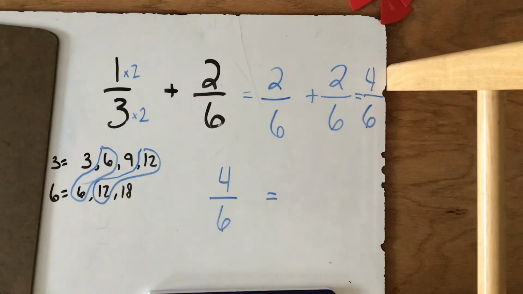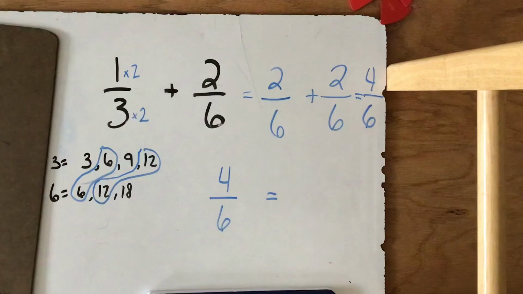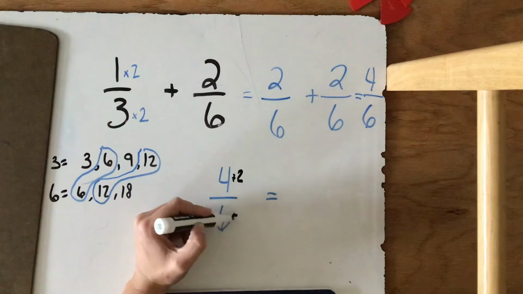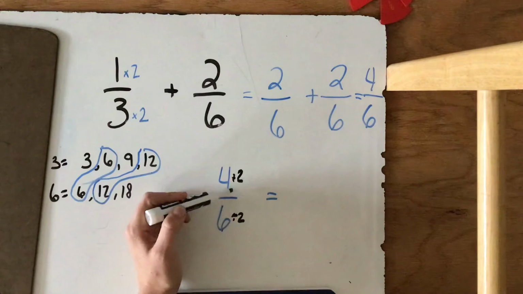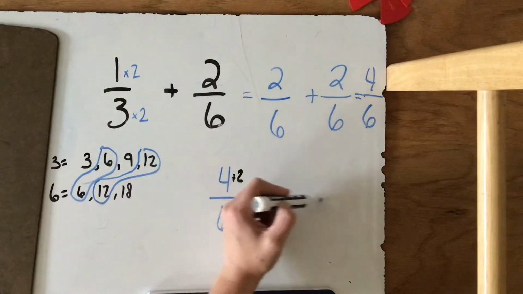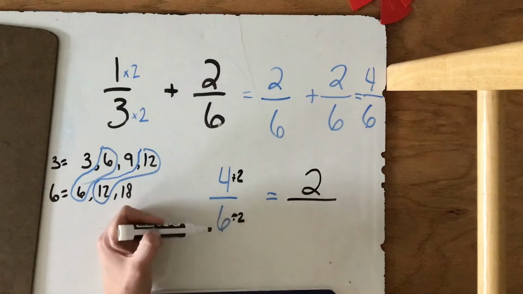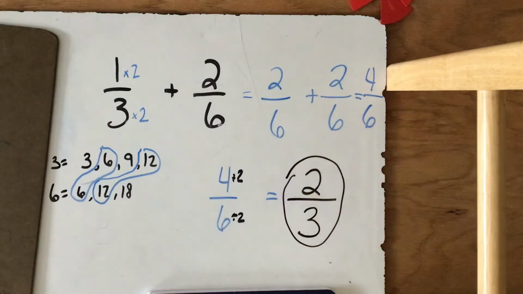So what number can go into both 4 and 6? Let me give you a hint. If both numbers are even, then you know 2 can go into both of them. So let's do 2. I'm going to divide 4 by 2 and 6 by 2. 4 divided by 2, so that's saying 2 times what gets us 4? Equals 2. 6 divided by 2, so 2 times what equals 6 is 3. Ooh, there's our answer.